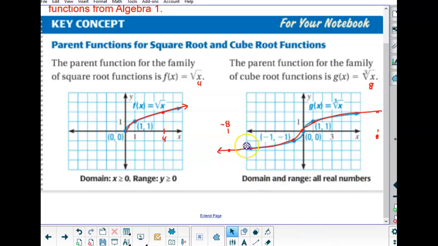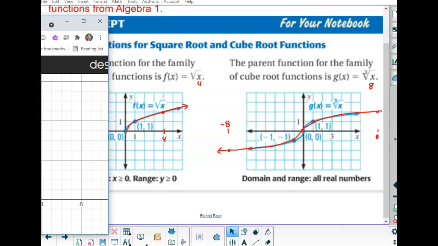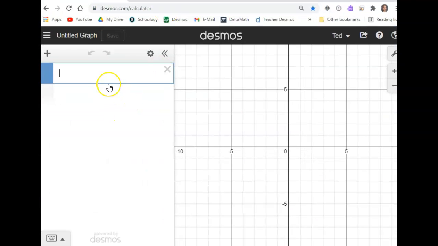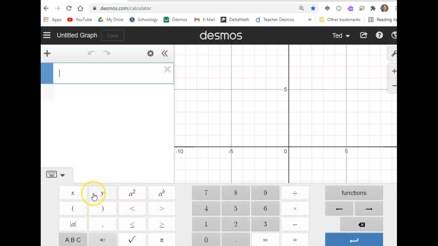So your job is to explore that. Before we do that, I want to show you just a couple of things on Desmos, because we're going to be using Desmos. We haven't used it a lot, so please make sure that your eyes are up here right now. All right, a couple of things. See this lower corner here? It's a little keyboard.